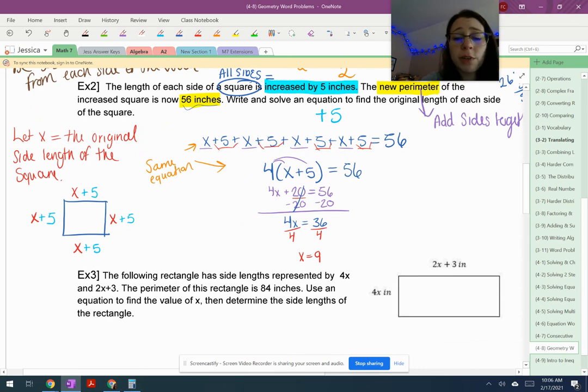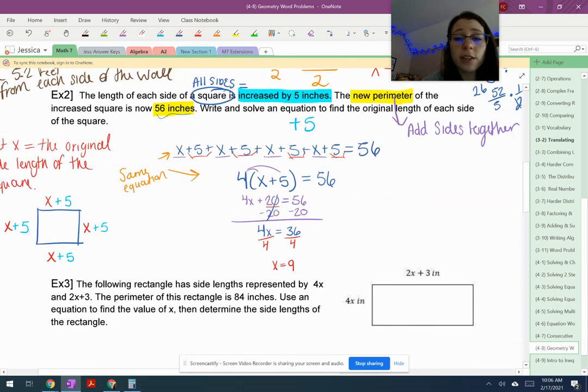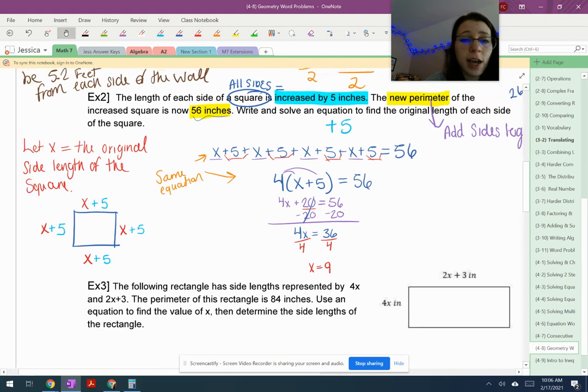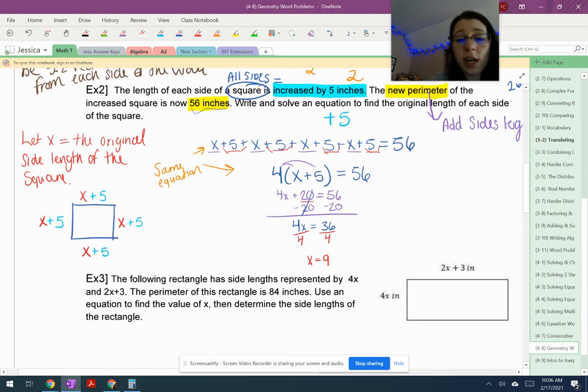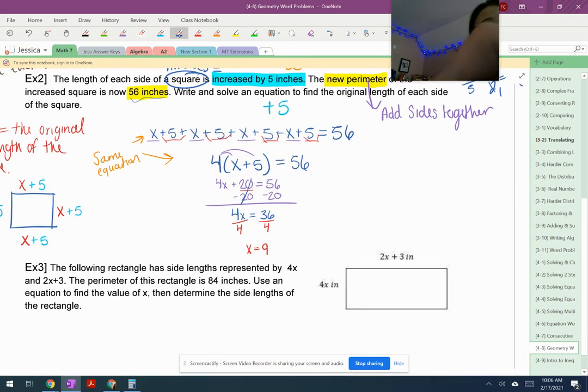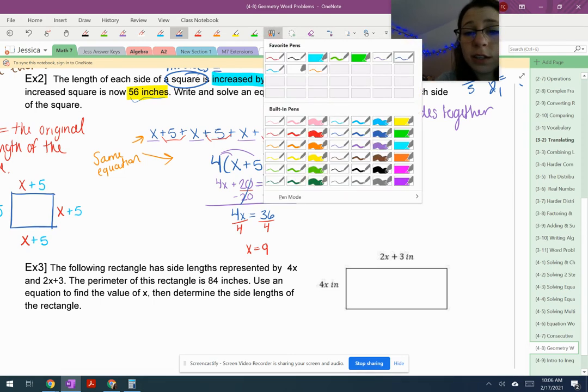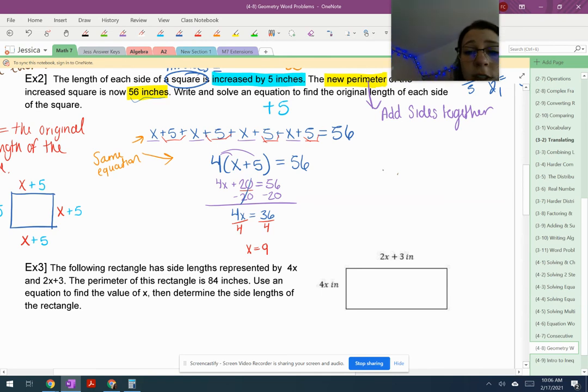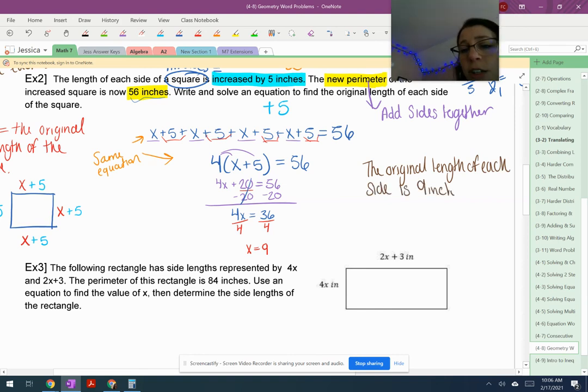So, making sure that we've answered the question, to find the original length of each side, x was the original length of each side. So let's go ahead. I don't know, for some reason I like to use brown to answer the questions. The original length of each side is 9 inches.